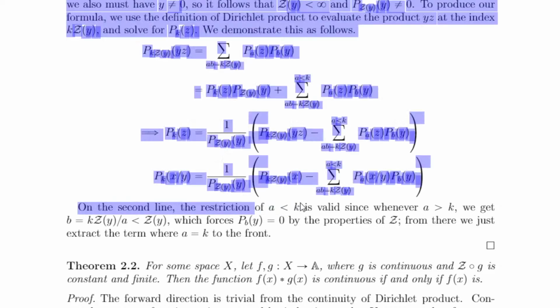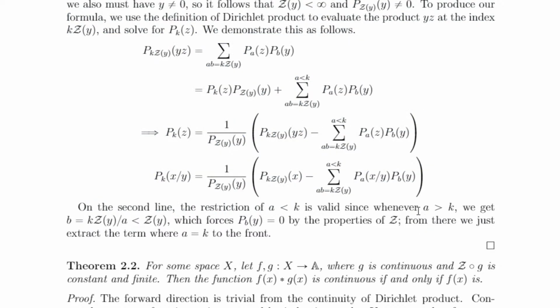The restriction of a less than k is valid because if a is greater than k, after we take out the a equals k term, then because a times b is equal to k times z of y, b is equal to k times z of y divided by a. But because a is greater than k in this context, this would be less than z of y, right? Because we have k divided by something bigger than k, and then multiplied by z of y. So that would be strictly less than z of y.